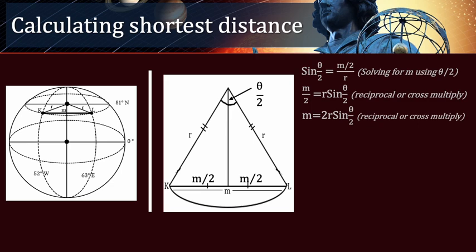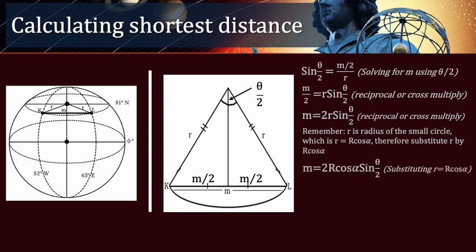Remember now, this r is the radius of a small circle. So how do we find the small circle radius? We have done this already. So small circle radius, we've figured out that it is small r is equal to capital R cos alpha. Therefore, I'll go ahead and substitute where there is r, I'm going to put capital R cos alpha. And it will be something like this. M is equal to 2 capital R cos alpha sine half theta. Okay? And I'm done with that one.